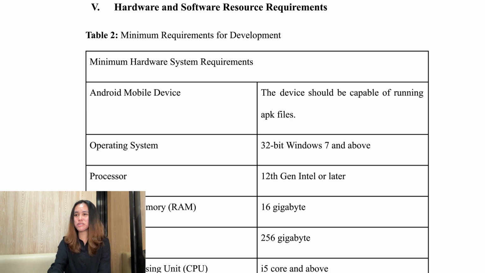Hardware and software resource requirements. Minimum requirements for development. Minimum hardware system requirements. Android mobile device. The device should be capable of running APK files. Operating system: 32-bit Windows 7 and above. Processor: 12th Gen Intel or later. Random access memory, or RAM: 16 GB. Storage space: 256 GB. Central Processing Unit, CPU: i5 core and above.